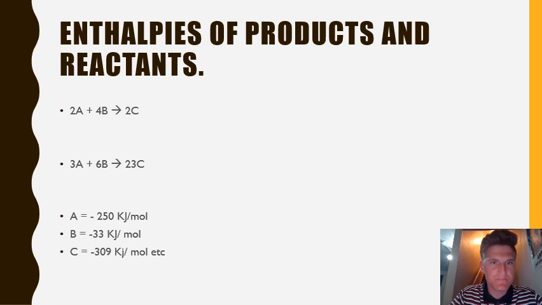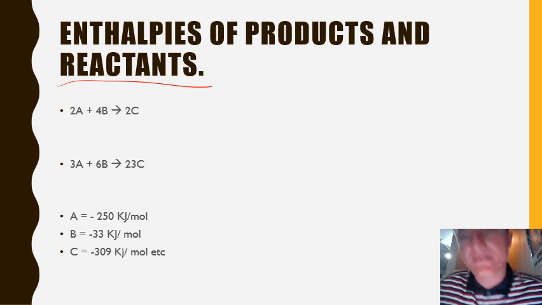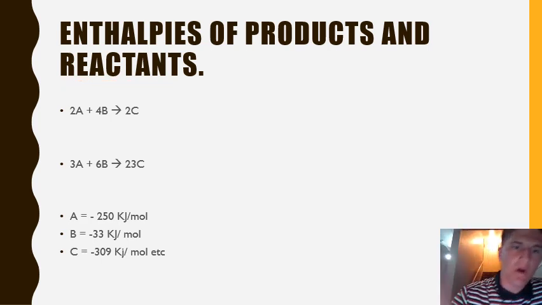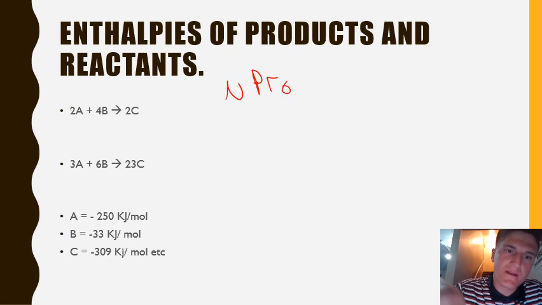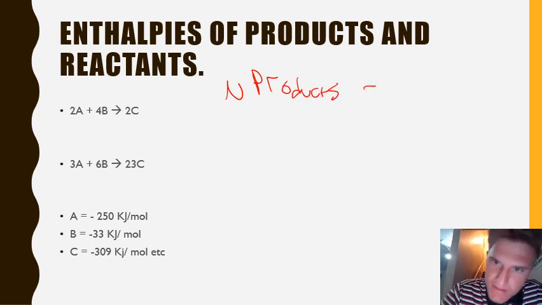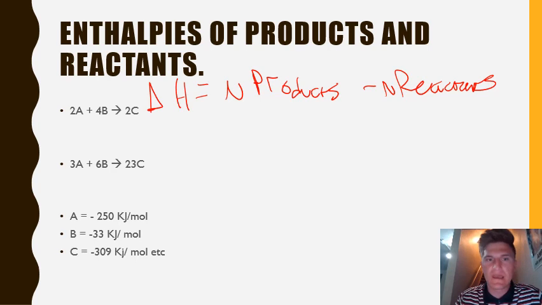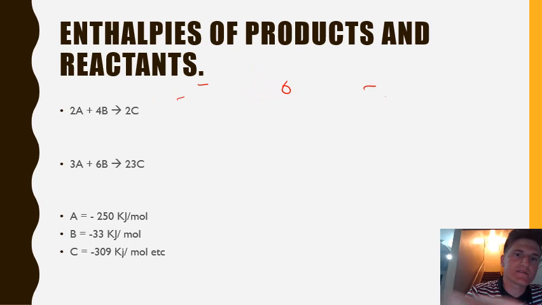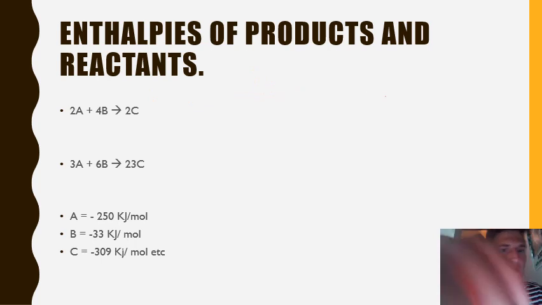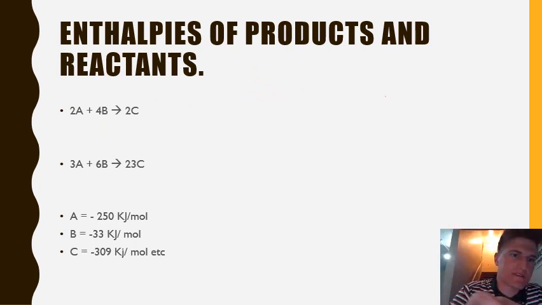Okay, moving on just a little bit, we're going to talk more about the enthalpies of products and reactants. The main thing that you guys always have to remember is that it is n, the number of moles, of products, minus n, the number of moles, of reactants, equals our delta H. Okay, so this is really, really important. I think that we're probably going to see more of this on our exams than anything else. But let's dissect it just a little bit with these examples.